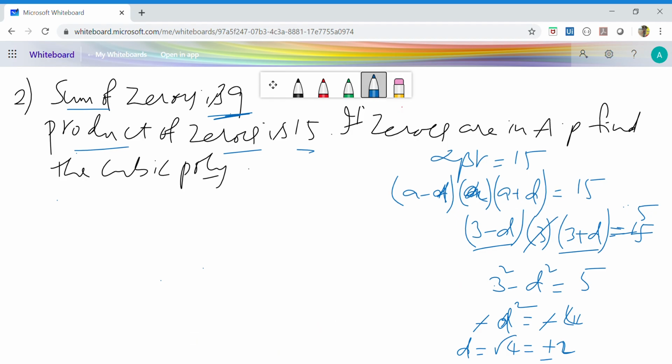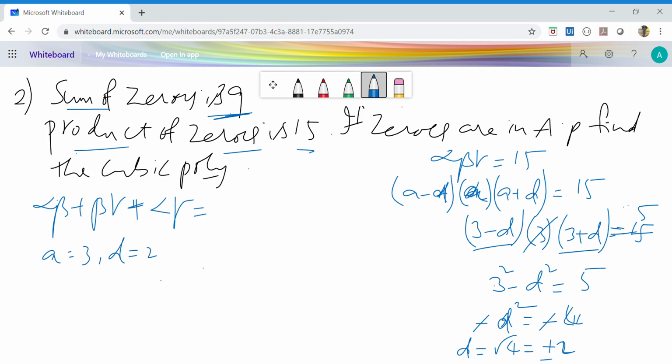So next, what you have to do? D you got and A you got. So now you have to find out alpha beta plus beta gamma plus alpha gamma is equal to what. To know that, A how much you got? A is 3, D is 2.